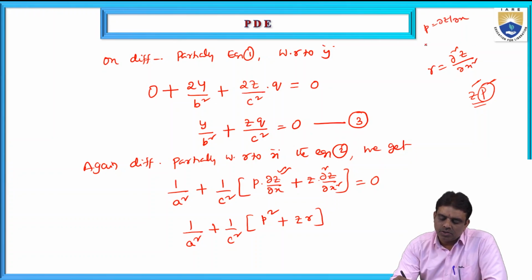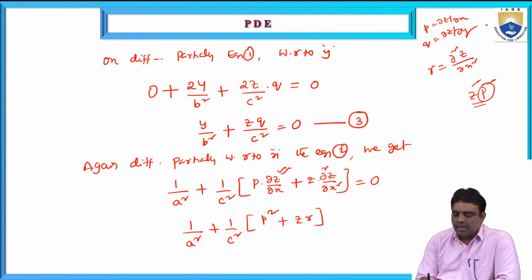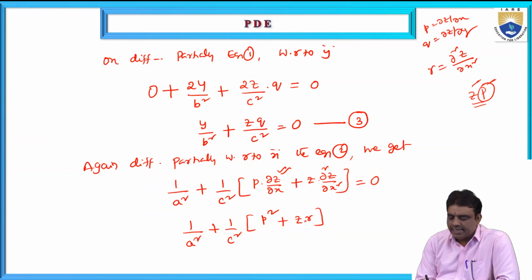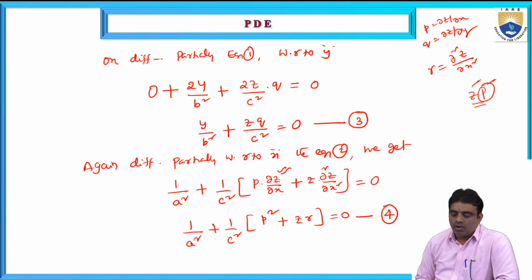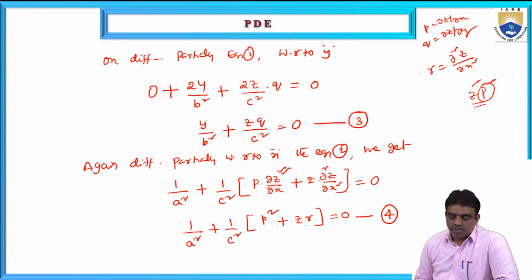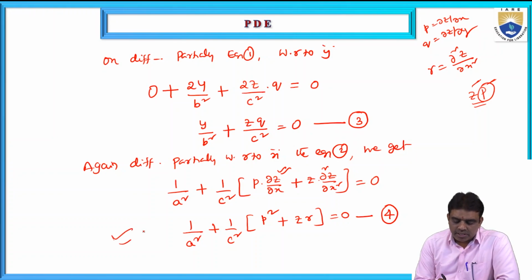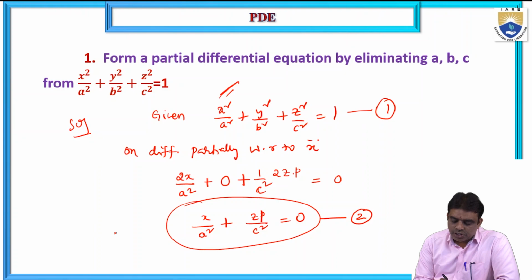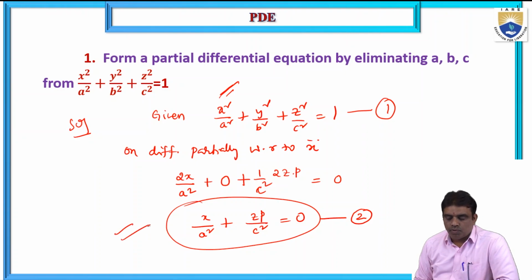It is our notation. Throughout the chapter we follow q means ∂z/∂y. So I can replace this by r. So z into r is equal to 0, and call this equation number 4. Now you have to eliminate a, b, c from the equations 1, 2, 3, 4. Now I can use equation 4 and equation 2.